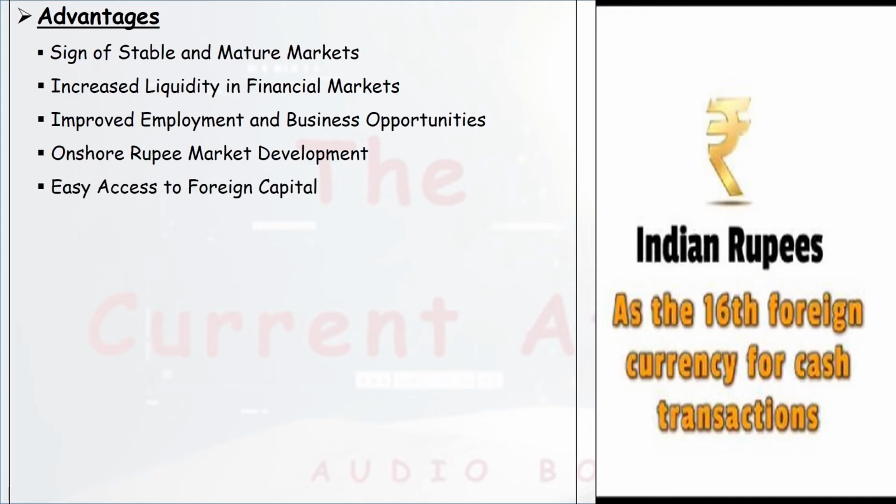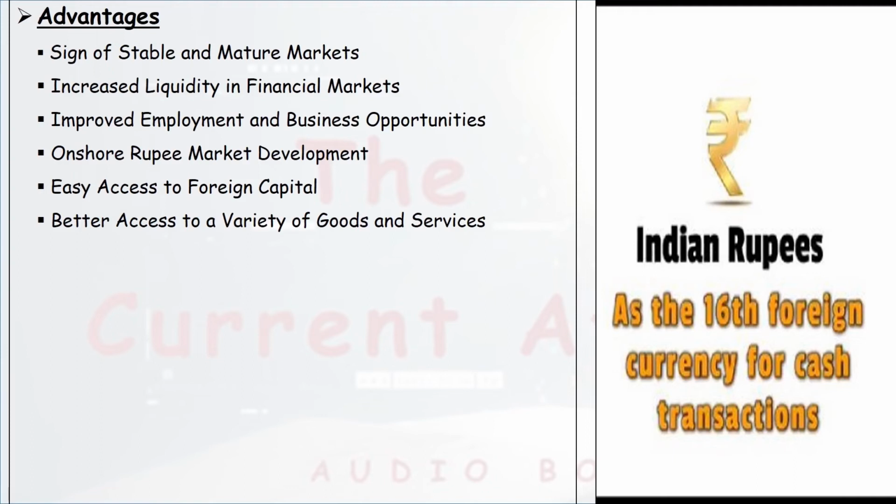Easy access to foreign capital. Local businesses can benefit from easy access to foreign loans at comparatively lower costs and lower interest rates. Indian companies currently have to take the American depository receipts or the global depository receipts route to list on foreign exchanges. After full convertibility, they will be able to directly raise equity capital from overseas markets.